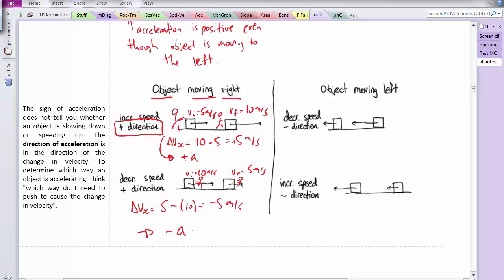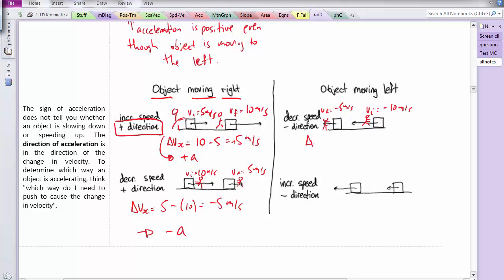Let's say the object is moving to the left and v initial here is negative 10 meters per second. Here v final is equal to negative 5 meters per second. So if we're going to the left at negative 10 meters per second and then going to the left at 5 meters per second, which way would we need to push? Well, we need to slow this thing down, so we would need to be pushing to the right to slow it down. So we should anticipate a positive acceleration.